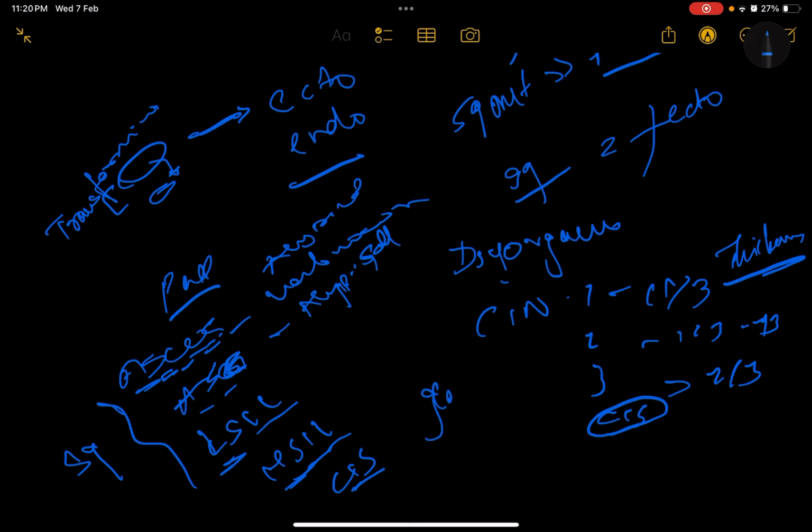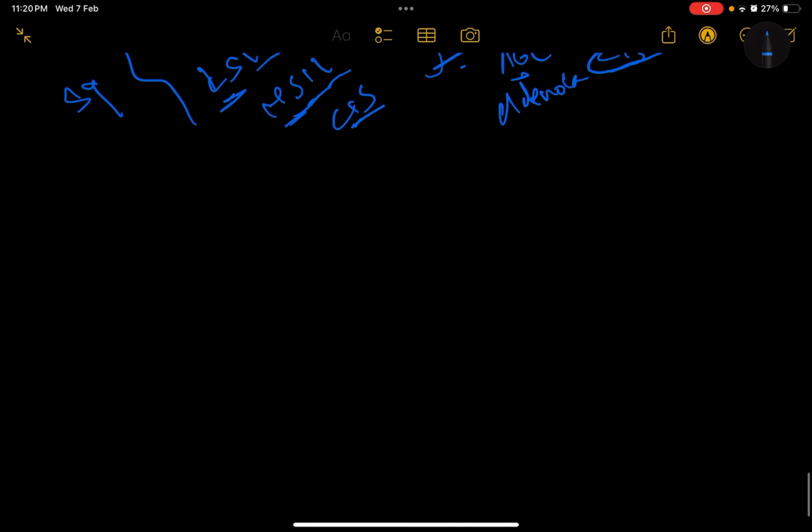If there are glandular changes that you have to speak about, one is AGUS, and one is AGC, same as ASC but just glandular, and then we have the adenocarcinoma. Okay, AGUS is the same as ASCUS. All right, so that is again spoken about.